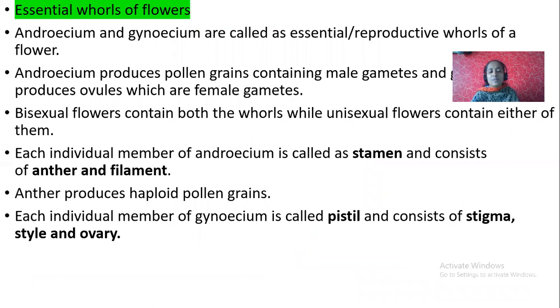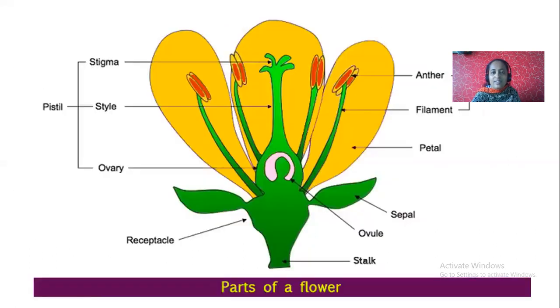Next, anther produces haploid pollen grains. What is the function of anther? To produce pollen grain. Yeah, this is about male. Anther produces haploid pollen grains. Within anther, anther has two lobes. I will show you the picture. See, anther possesses two lobes. Each lobe contains two sacs.